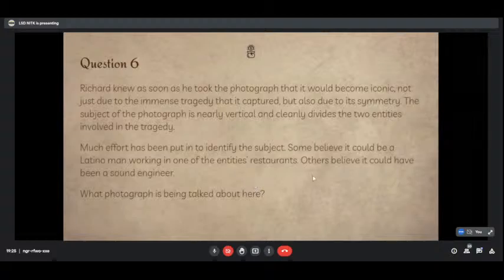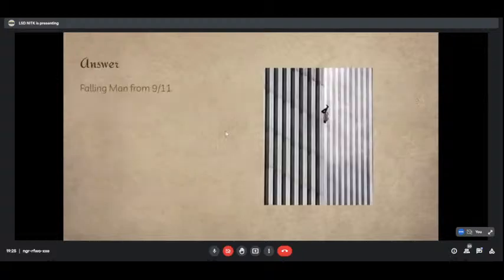Next question. What do you guys think the answer for this one is? Cleanly divides the two lines. Tragedy. Yeah, go ahead. Yeah, it's Falling Man from 9/11. So if you answered photograph from 9/11 of the falling man, something like the basic idea, if not the exact name, you'll get points for that.